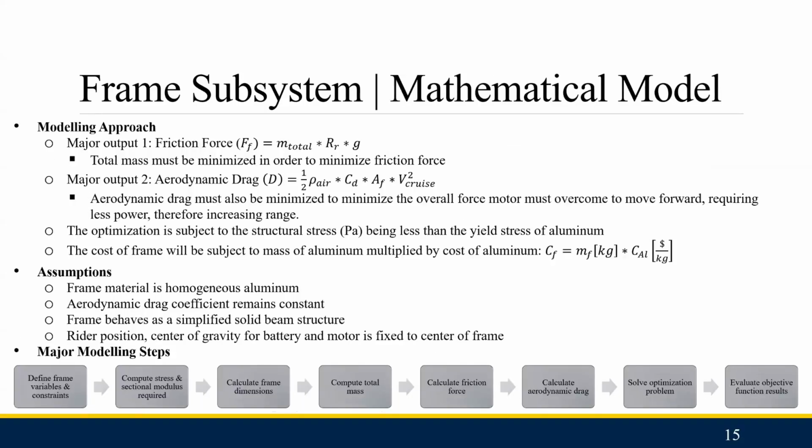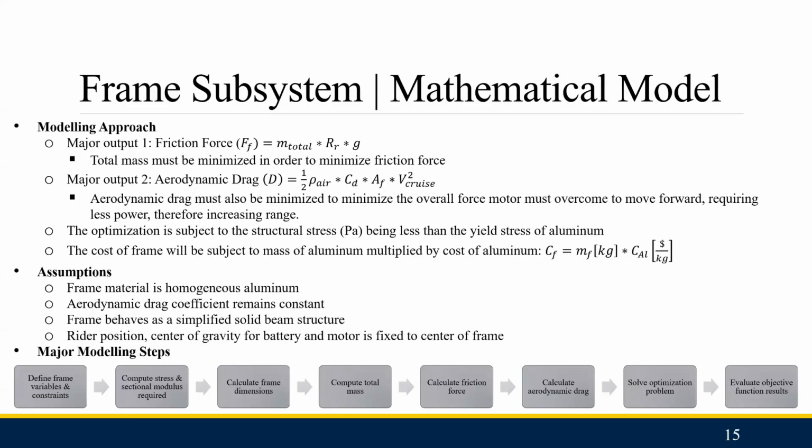For the modeling approach, we have two major outputs. The first one is the friction force, that is the mass that must be minimized in order to minimize the friction force. And the second one is the aerodynamic drag. Here, the aerodynamic drag must also be minimized to minimize the overall force that the motor must overcome to move forward, requiring less power and increasing the range. And the cost of the frame will be subject to the mass of aluminum multiplied by the cost of aluminum.